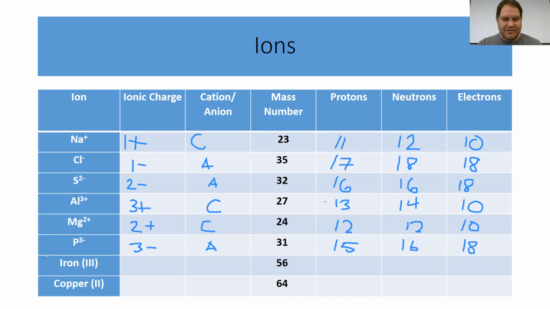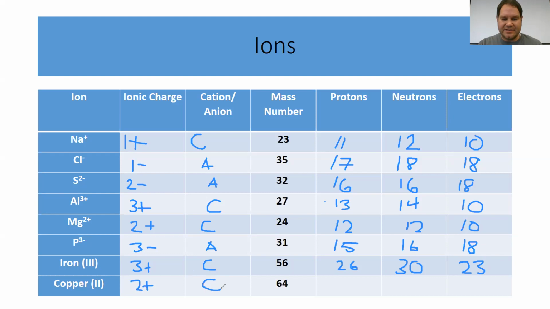Okay? Now, with iron here, it has a Roman numeral. Remember, the Roman numeral represents that it is a positive 3 charge. So I'm going to put 3 positive here. Therefore, it is a cation. Iron has 26 protons in the nucleus, 30 neutrons then. And since we're losing 3 electrons, it should end up having 23 electrons total.